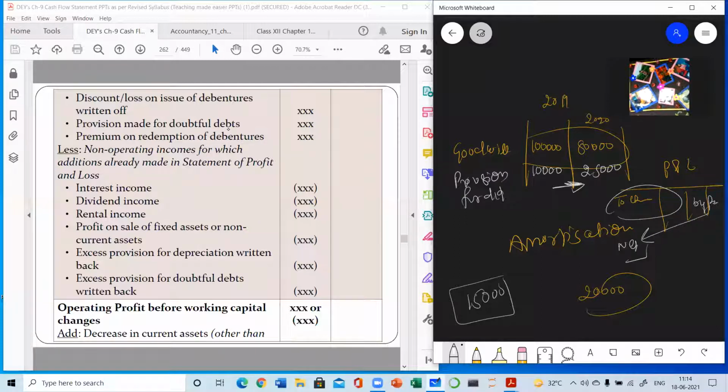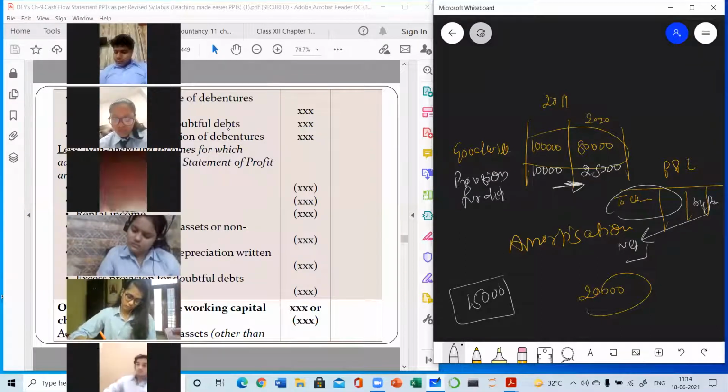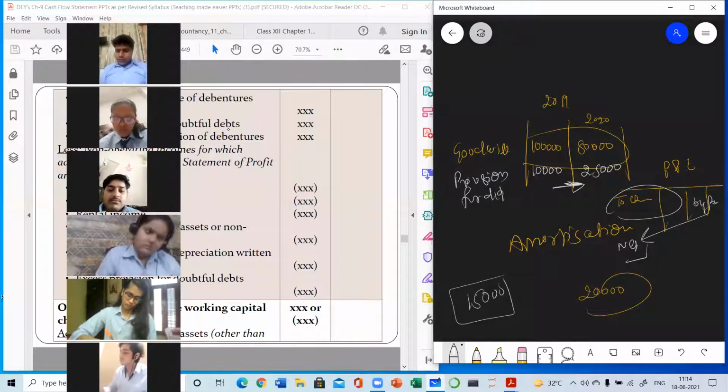Everyone, please start writing this format in your notebook side by side. I can see that many of the students are sitting vacant. If you are not writing, how will you be able to learn? Each and everything I'm telling you, you are supposed to write, specifically the formulas and the formats.